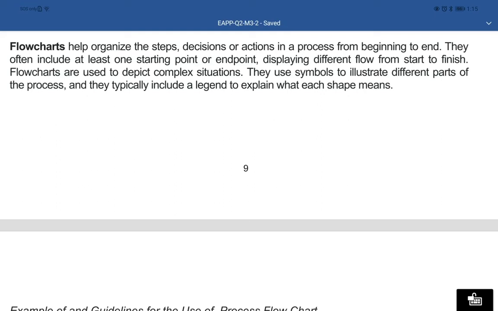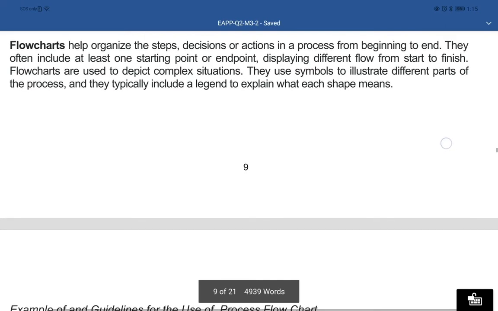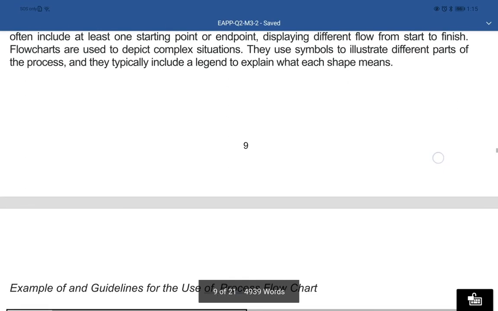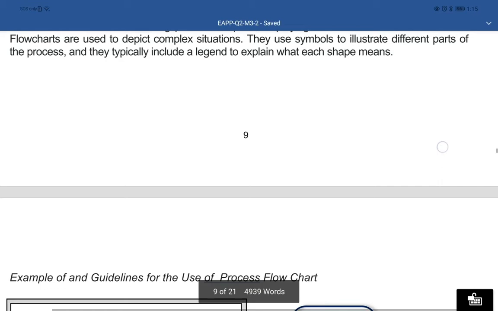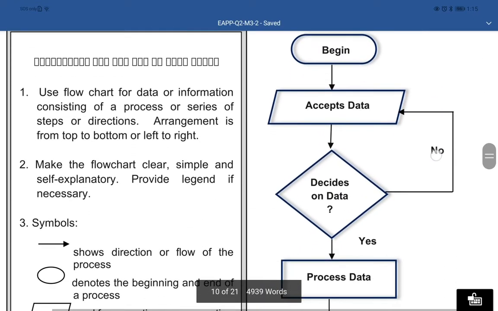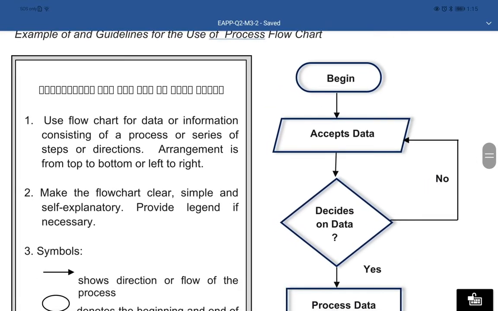Let's go to flowcharts. So, ano pinagkaiba ng flowchart sa organizational chart? The organizational chart is about an organization. The flowchart is about the flow. Takbo. Okay? So, it helps you organize the steps, decisions, or actions in a process from beginning to end. Kaya nga flowchart, flow. Mula umpisa, flow hanggang dulo. Okay? They often include at least one starting point or end point, displaying different flow from start to finish.